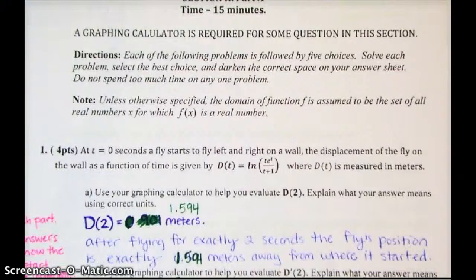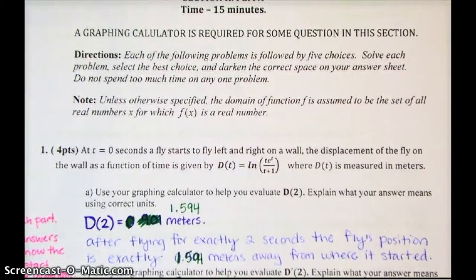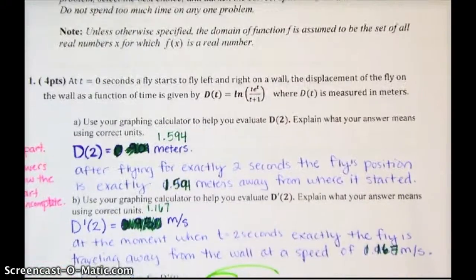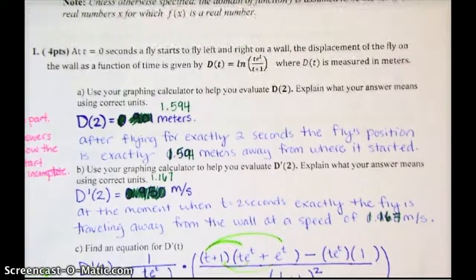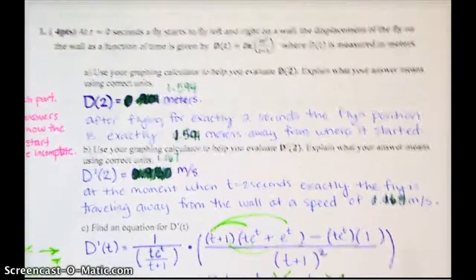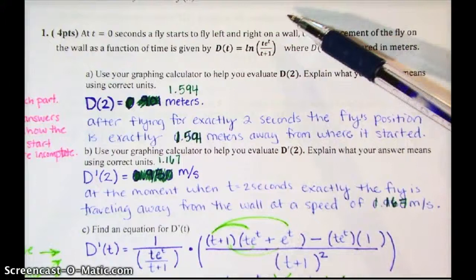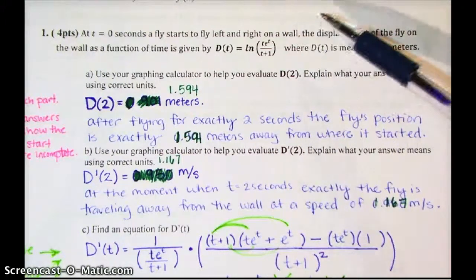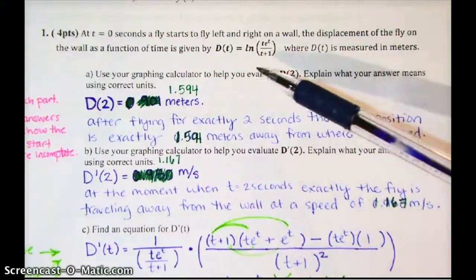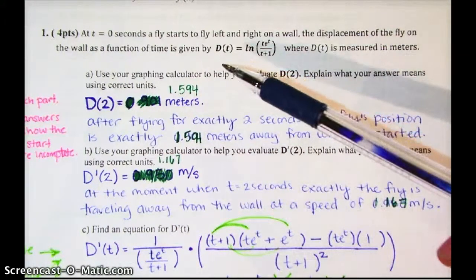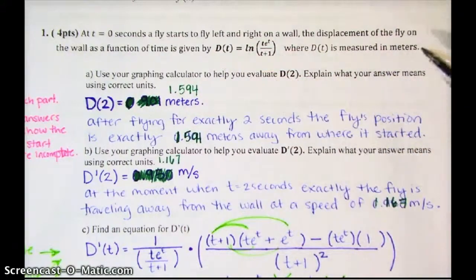The first question, and this is a section where you are allowed to use your graphing calculator. The first section starts with a little description, and it says that we're talking about a situation where a fly is flying around, and we're measuring the time, and the time is the input of the function, and the output is the displacement, which is kind of like the distance, measured in meters.